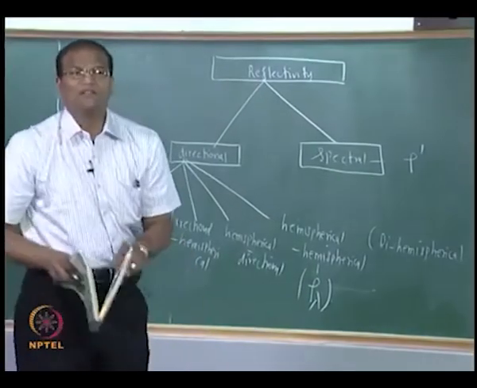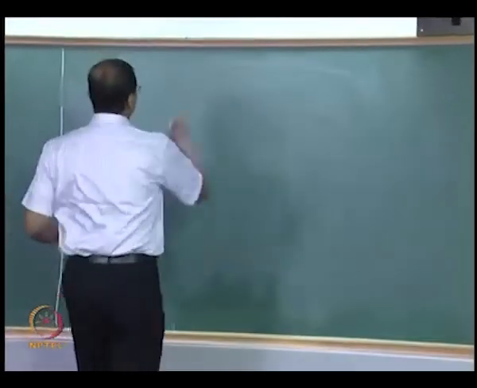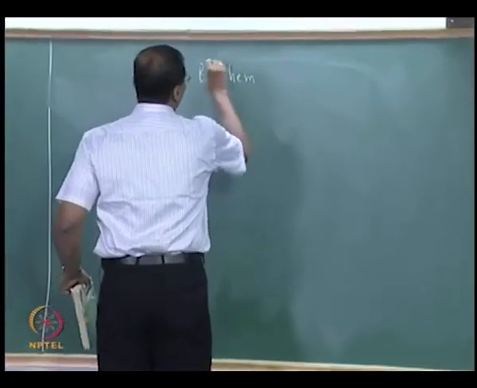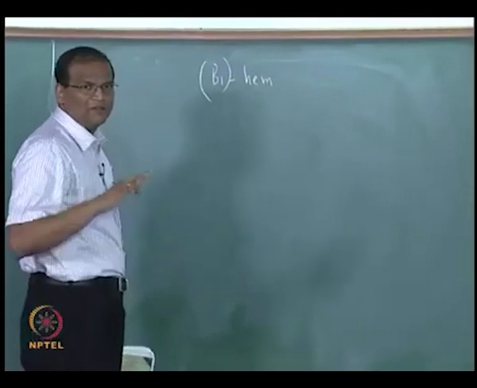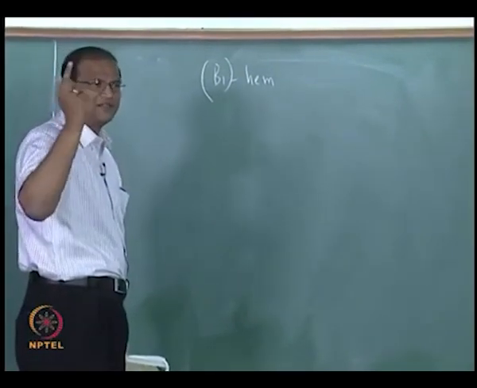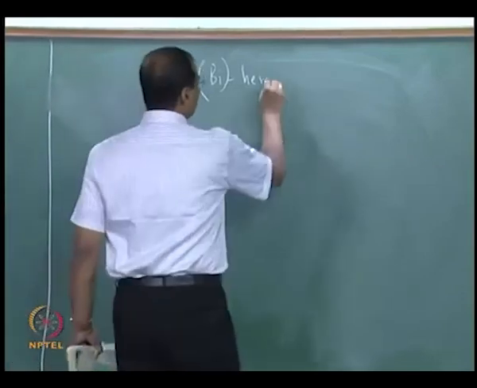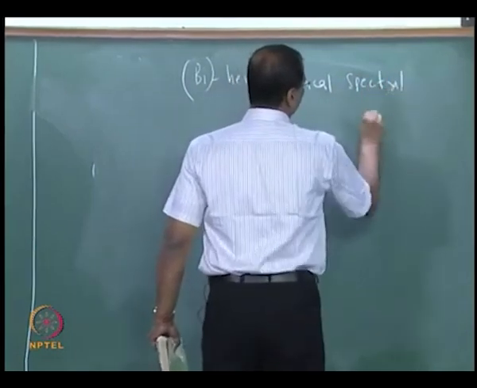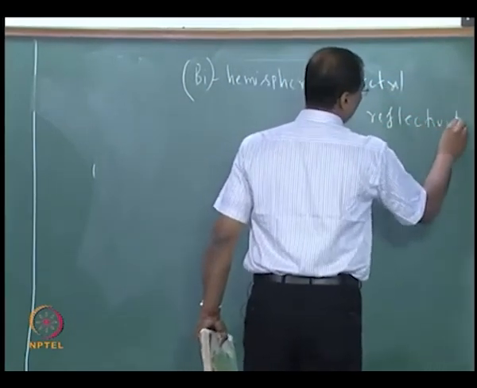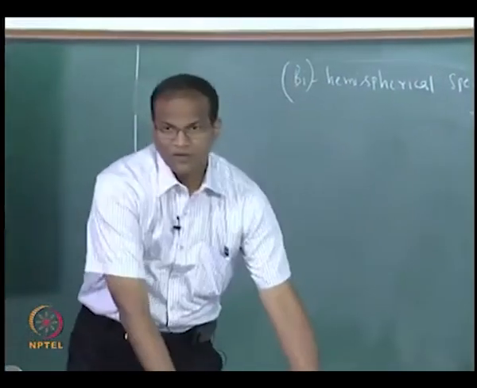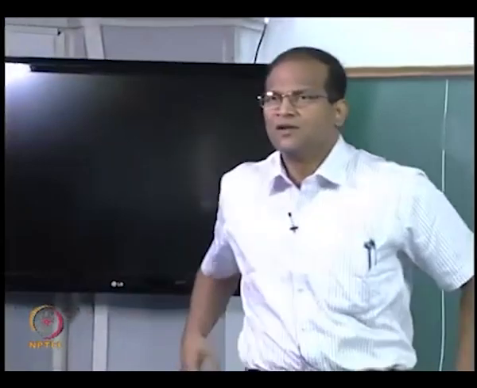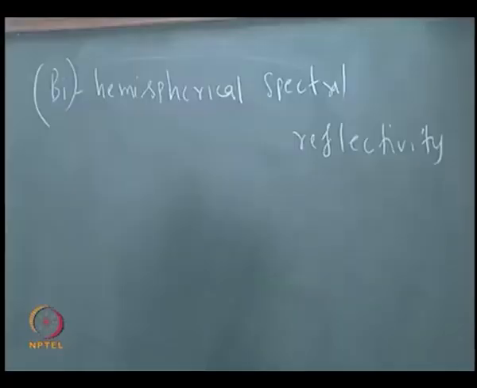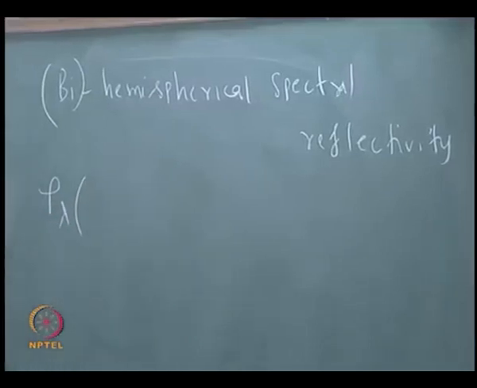Now we will go to bihemispherical spectral reflectivity and then total reflectivity, or you can keep this bi silent also. When somebody says hemispherical spectral reflectivity, that hemisphere is applicable for incident as well as reflected direction. So what will be the symbol for this? Rho lambda, very good. Rho lambda is expected to be a function of lambda and then temperature of the absorbing surface, okay.